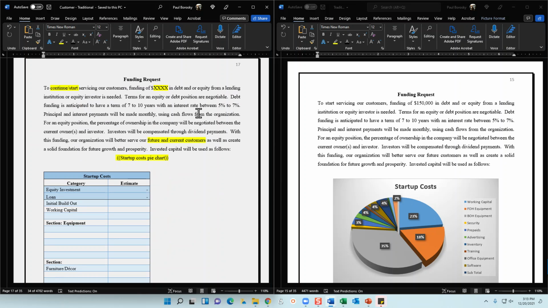And then you're also going to want to say, if you're going to have debt or equity, what are the terms of the debt? Is it going to be 7 to 10 years? Is it going to be 15 to 20 years? What is the interest rate you're expecting? 5 to 7%, 7 to 15%.